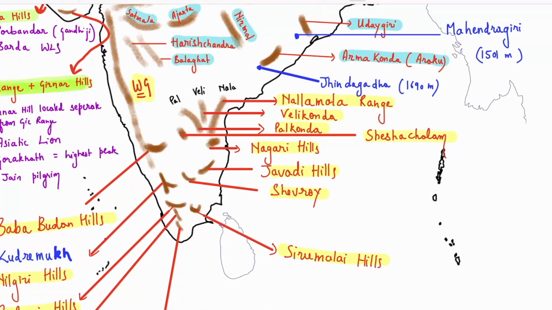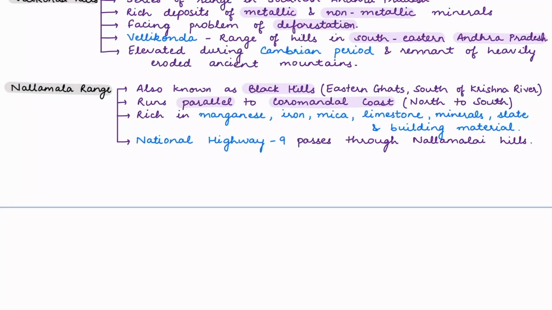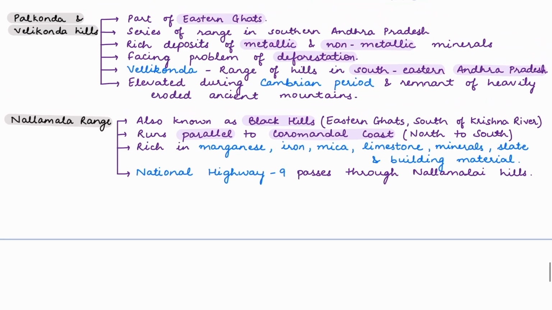Okay guys, one more thing I want to tell you: there are certain hill ranges that I have shown here only on the map. Understand that you need not see every hill range in detail. Some are minor ones, and if you only understand the location, that is more than sufficient. For example, Nagari, Shirumalai, etc. Just the location you need to see, no need to go too much into detail because that is not possible. We need to understand the relative importance that has also to be given. Okay, then moving on, next we have the Palkonda and Velikonda hills.